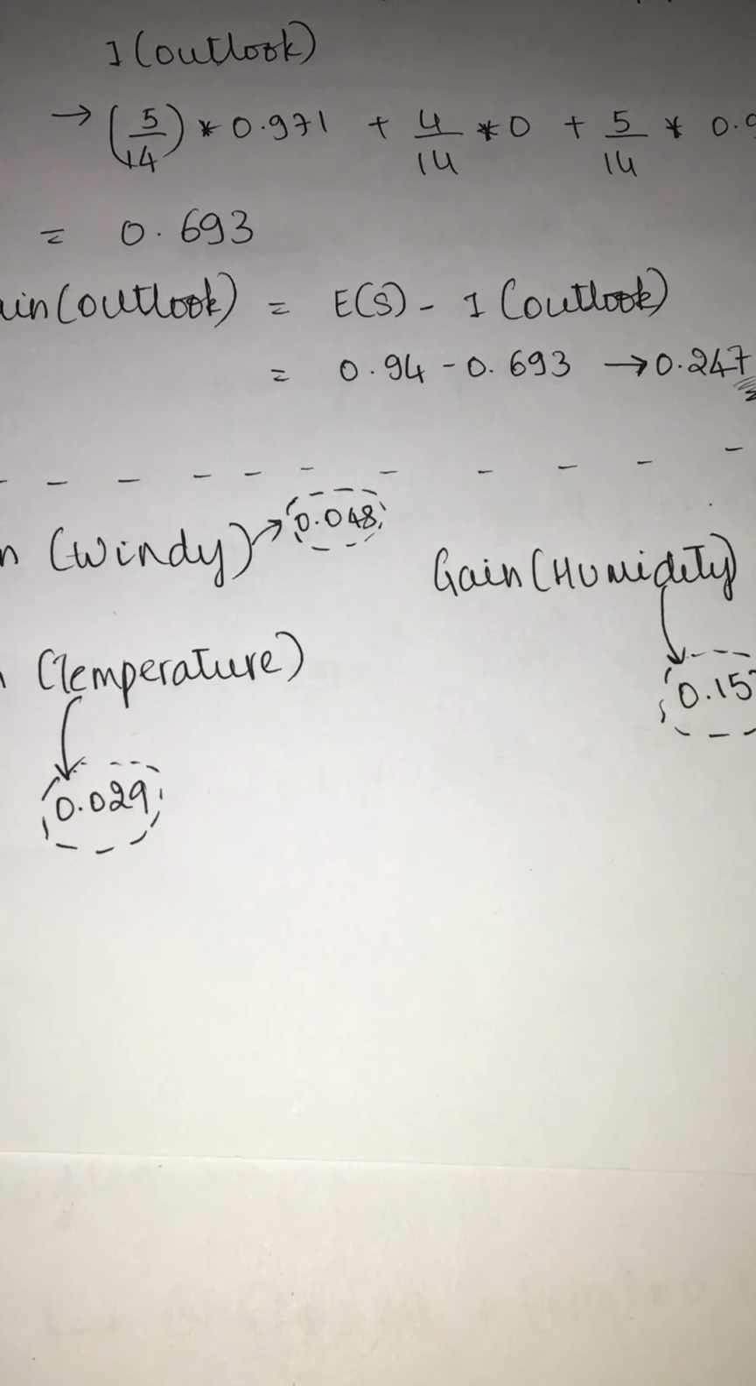Now the next step is you need to figure out which column will be the root node, and this is pretty straightforward because you choose the column with the highest information gain. As you can see, Outlook is the column with the highest information gain.